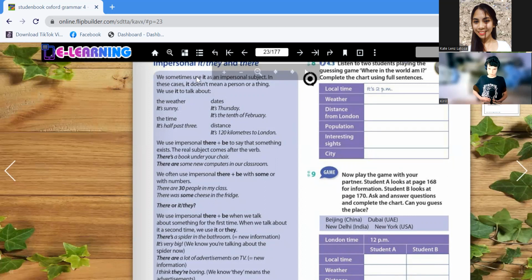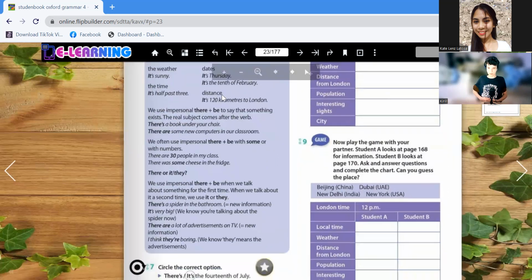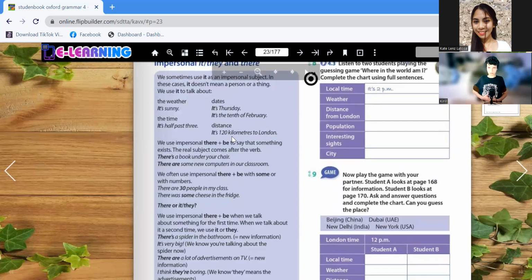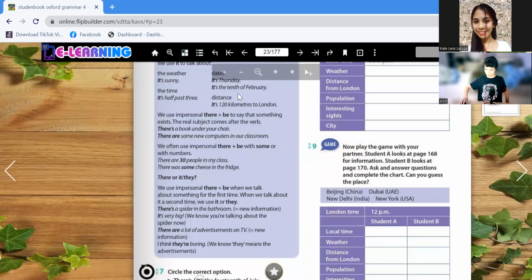So sometimes we use it as an impersonal subject, to talk about something like the weather, the time, the dates, and the distance, okay? So if you see it in a sentence, it doesn't always mean it is used as an impersonal subject. Maybe it has other uses, okay?